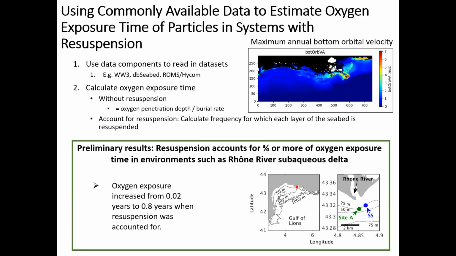But just in terms of this talk, we're interested in carbon. We're an OCB workshop. And so overall, resuspension is accounting for about 3/4 or more of oxygen exposure in these coastal systems like the Louisiana Shelf and Rhone River Delta, which is one of our preliminary sites.